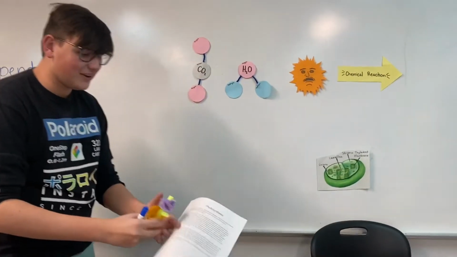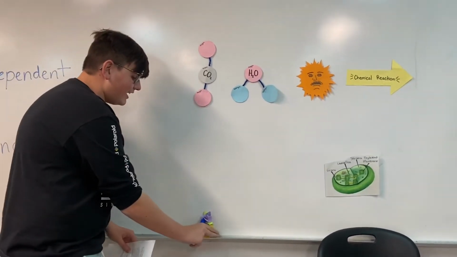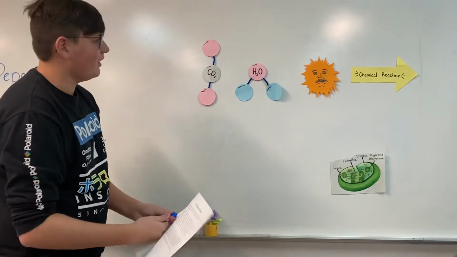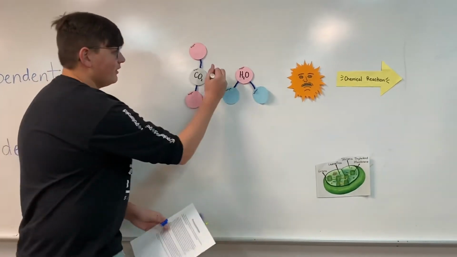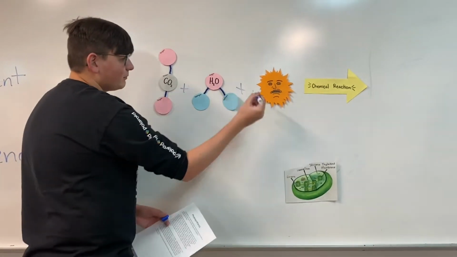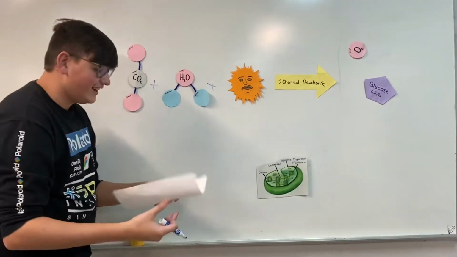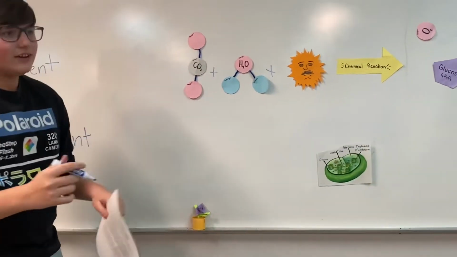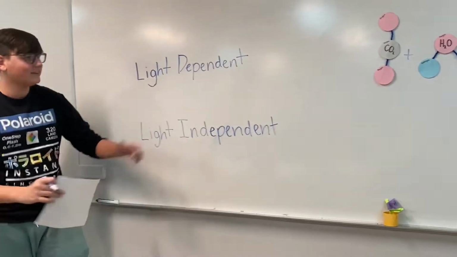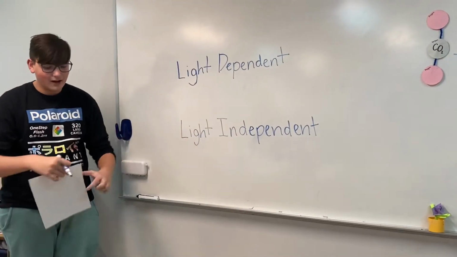Photosynthesis is a reaction that takes place in plants, and it consists of carbon dioxide plus water plus sunlight, and it creates glucose and oxygen. And there's two stages of it. There is light-dependent and light-independent reactions.